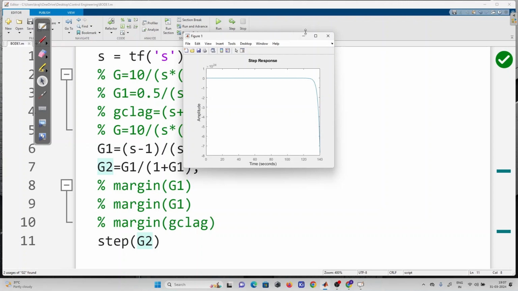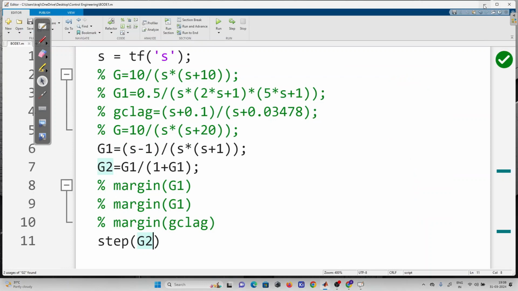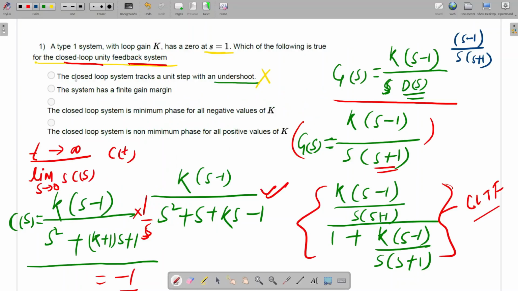Where is it going? At t tends to infinity, it is going to minus infinity. Is it correct? Yes, sir. So this is not an underdamped kind of system. There was an option like the closed loop system tracks a unit step with undershoot. So we are seeing that the output is going to minus infinity as t tends to infinity.